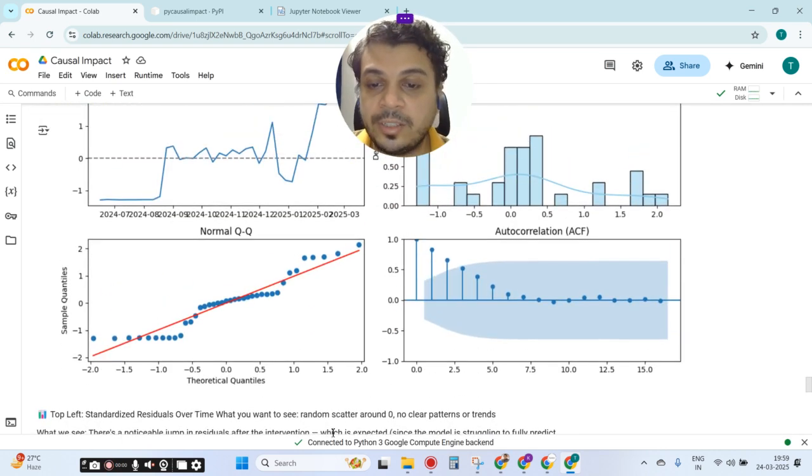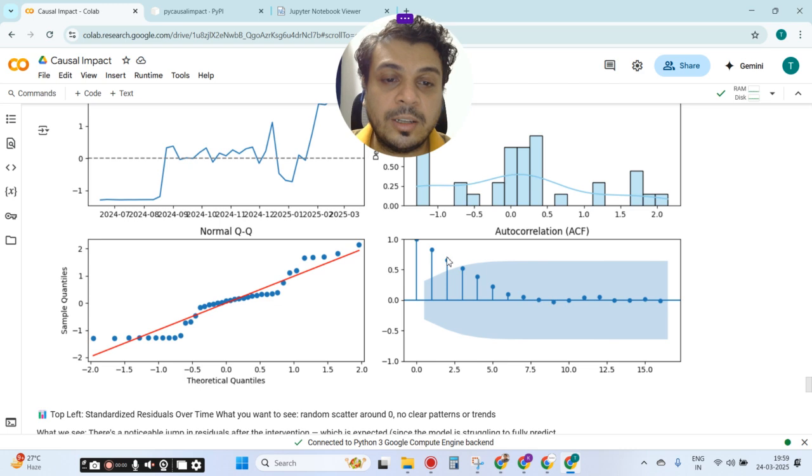And see, even with the normal QQ plot, all these lines here are supposed to be pretty much on the red line, but they're somewhat deviated here, and that means there's some sort of skewness.